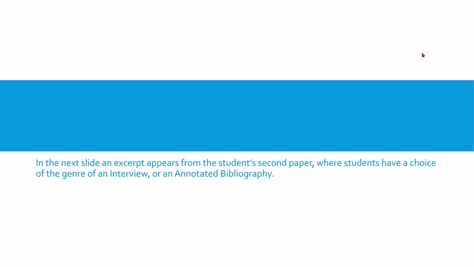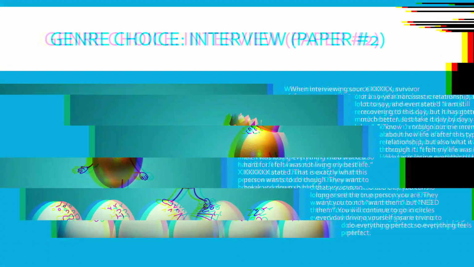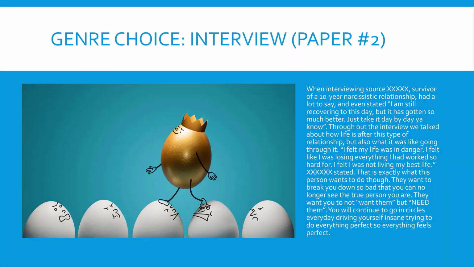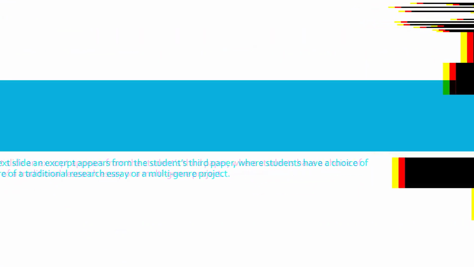For that paper, you have a choice of either interviewing somebody or doing an annotated bibliography. This student chose to do an interview, and so she decided to interview someone who had survived a 10-year relationship with a narcissistic person. So that's the assignment that she did. If she would have picked the annotated bibliography, then she would have done research about narcissistic personality disorder, and then she would have some of her research in a bibliography.